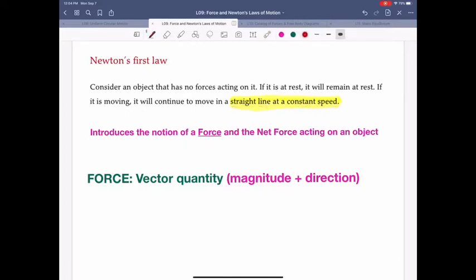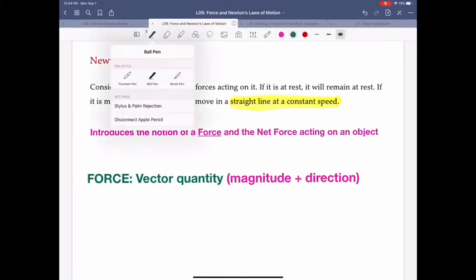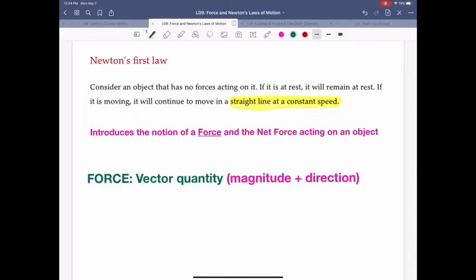Of course, straight line at a constant speed is what we call constant velocity motion. So in a sense, this entire phrase just means it'll continue moving at a constant velocity. According to Newton, if there are no forces acting on an object, then if it is at rest, it'll remain at rest. And if it's moving at some constant velocity, it'll keep moving at a constant velocity. You don't have to do anything to it to keep it moving at a constant velocity.